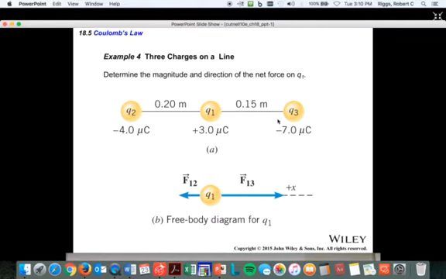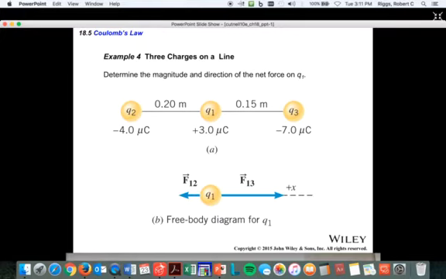Okay, determine the magnitude and the direction of the net force on Q1. Let's figure out what Q1 is here. Notice, you figure out this force here, which is going this way. You figure out this force here, which is going that way. Now, I will always give you one-dimensional problems like this. So let's watch how this one's done.